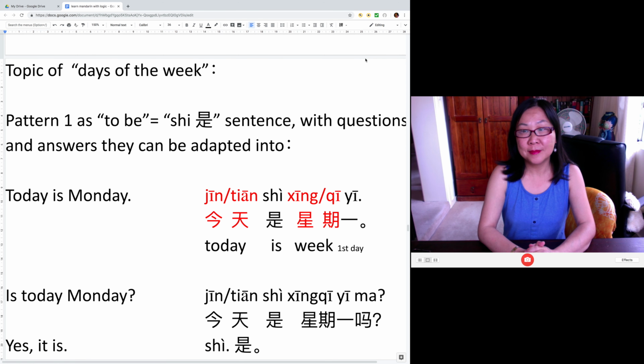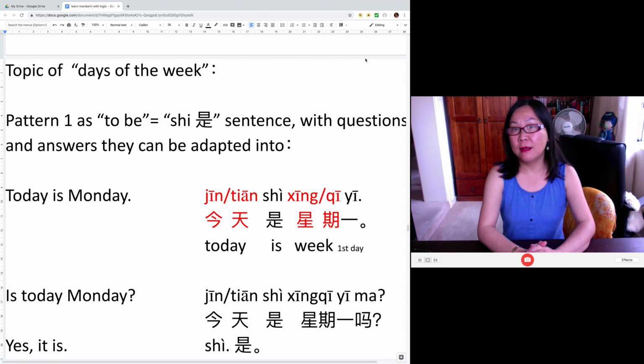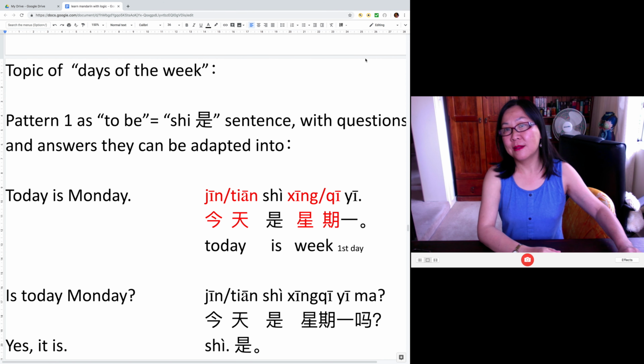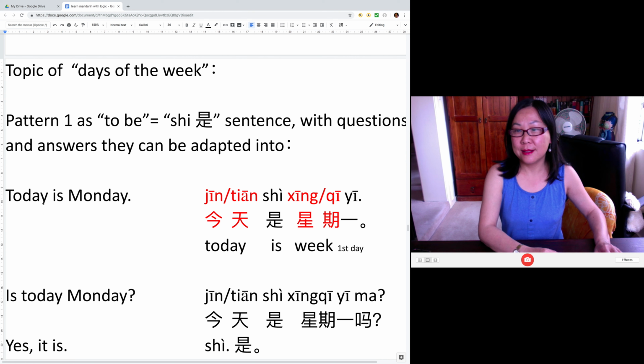Then, we're going to look at how to put days of the week into our sentences. For pattern 1, the 是 sentence, we're going to use a sample sentence. Today is Monday. To explain how you're going to use the days of the week in a sentence.